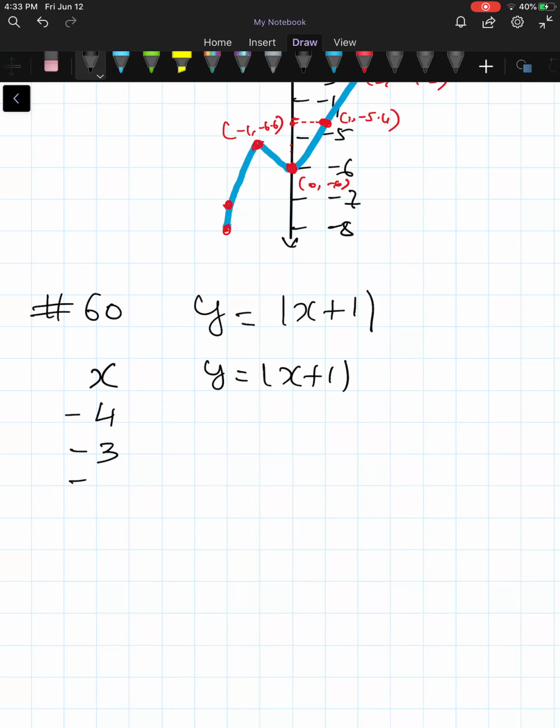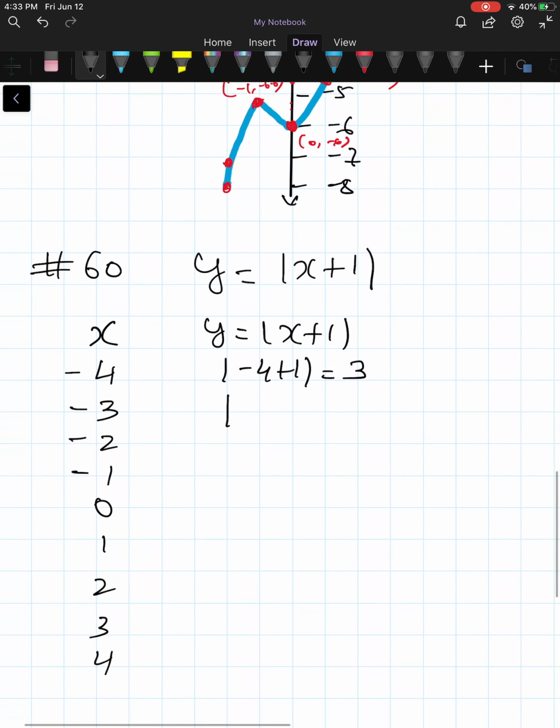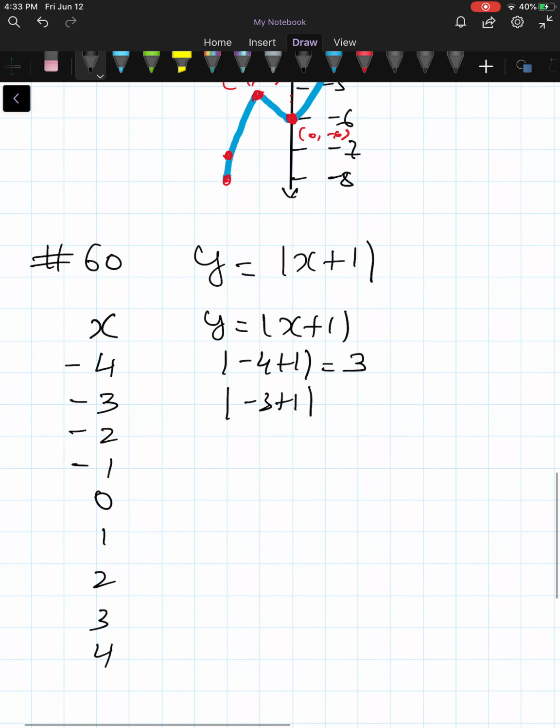So if I consider -4, -3, -2, -1, 0, 1, 2, 3, 4. For -4 it is -4 plus absolute value of (-4 plus 1), that is absolute value of -3, that is 3. If you consider -3, it is -3 plus absolute value of (-3 plus 1), absolute value of -2, that is 2.